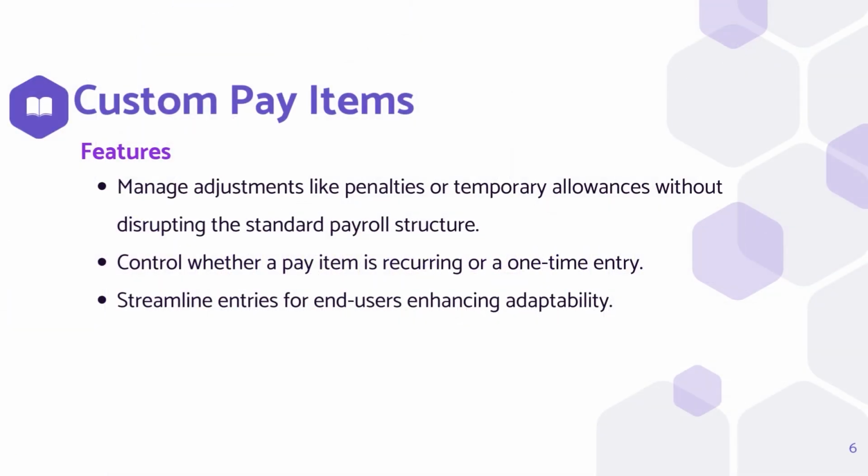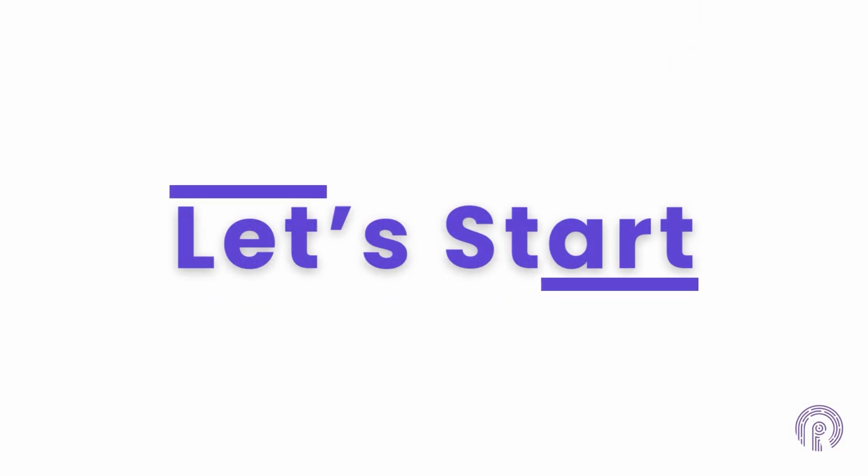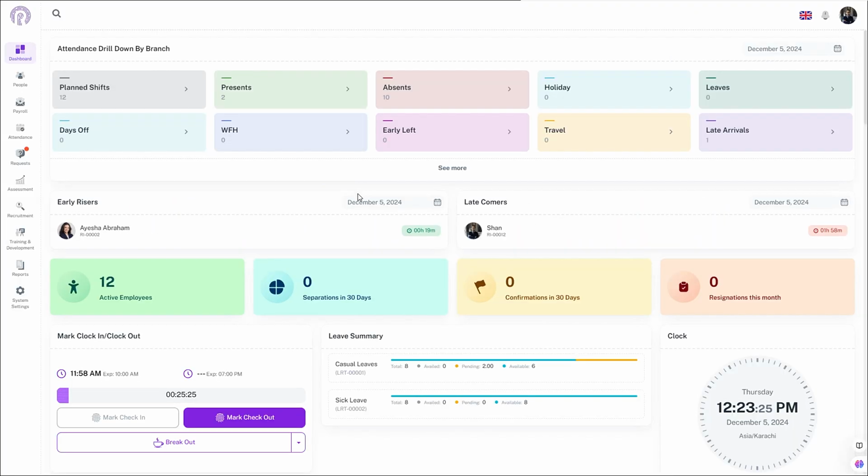With custom pay items, businesses can manage adjustments like penalties or temporary allowances without disrupting the standard payroll structure. You also have control over whether an item is recurring or a one-time entry. For end users, custom pay items simplify repetitive entries and make them error-free, keeping payroll systems adaptable to diverse operational needs. In this tutorial, we'll create a custom pay item and apply it to the payroll. So let's get started and see how this feature can elevate your payroll process.